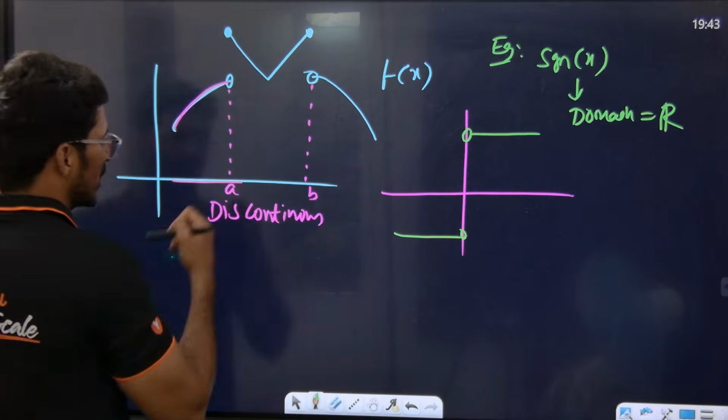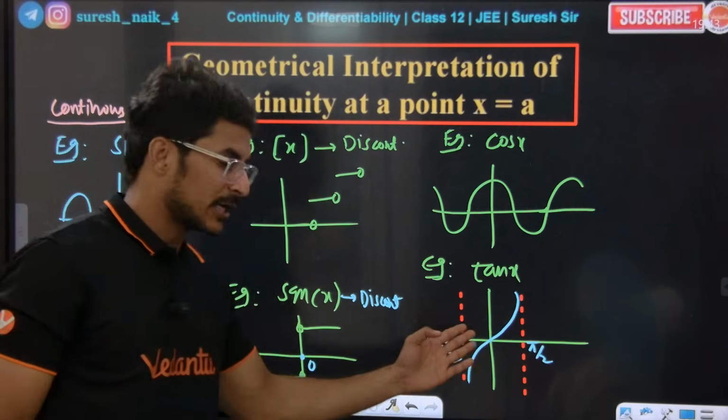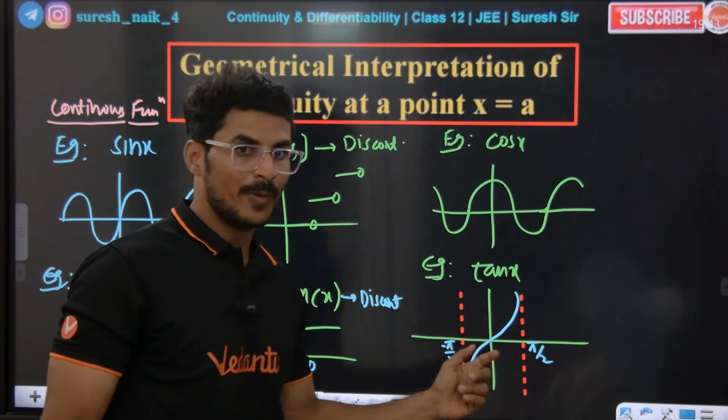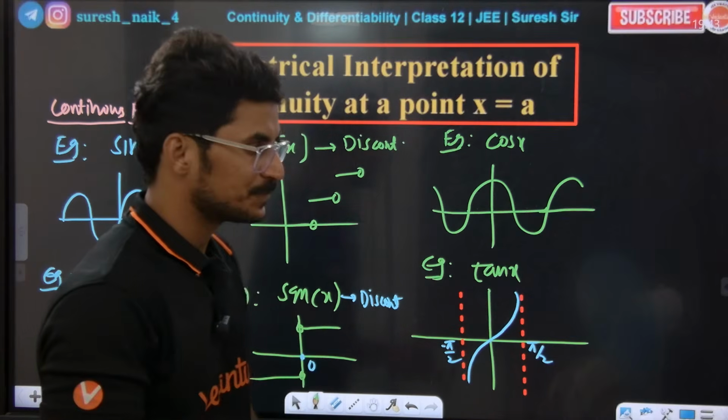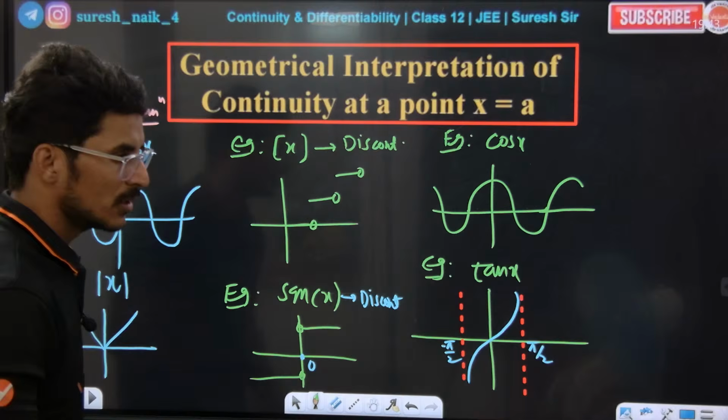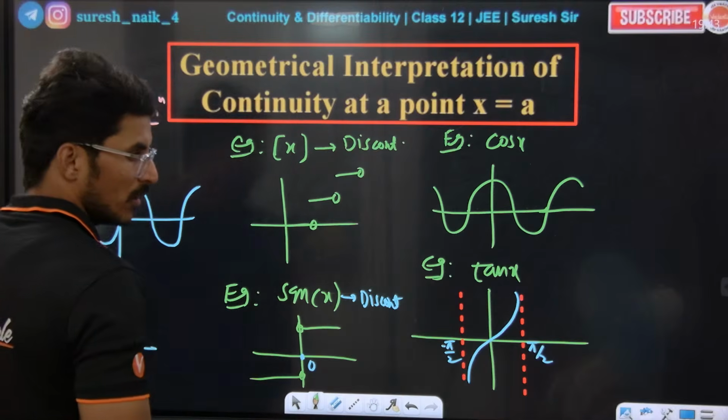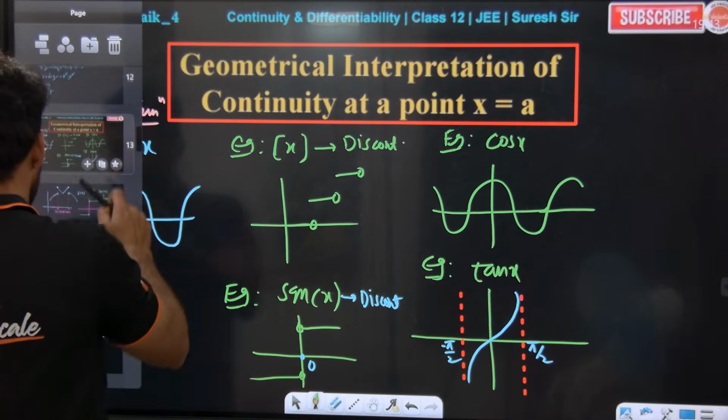Same thing. It is continuous, but only in its domain. The domain is all real numbers except 0, and there it is continuous only. Understood? Yes. No problem. Listen to the class. Yes or no? Yes, sir.